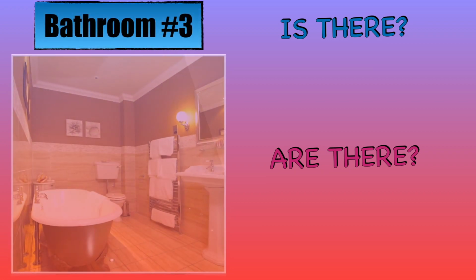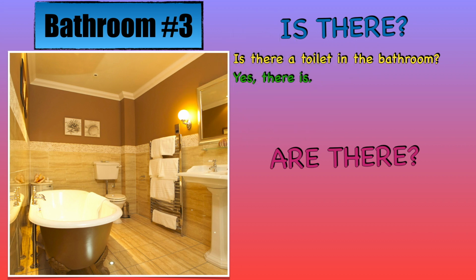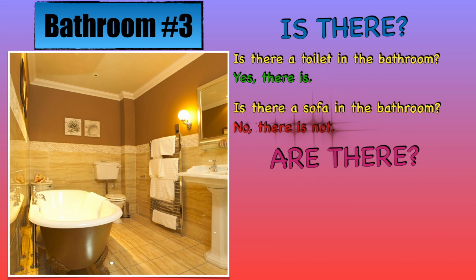Now let's look at the last bathroom and ask the last questions. Is there a toilet in the bathroom? Yes, we can clearly see a toilet in the bathroom. Yes, there is. Is there a sofa in the bathroom? A sofa? No, there is not. I can't see a sofa.